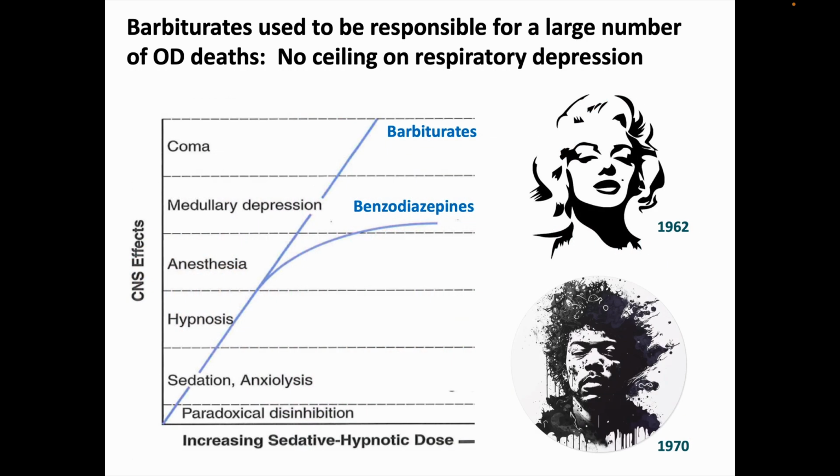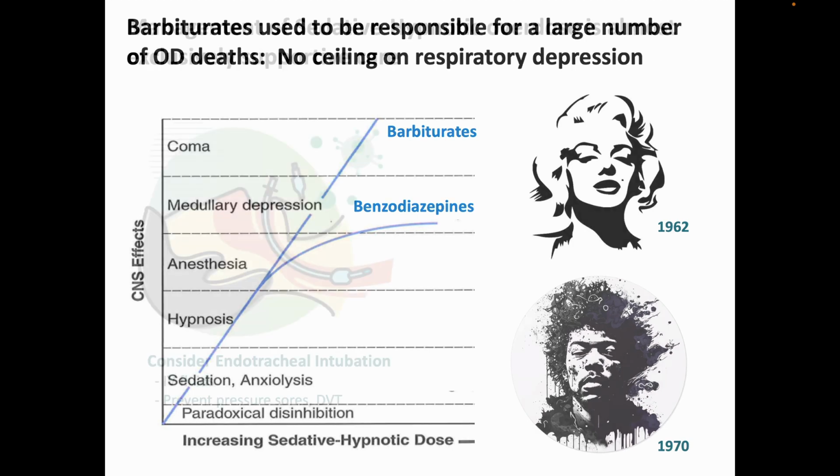A few decades ago, barbiturates used to be a lot more popular than they are today. But one of the things that made them pass from favor was that they were responsible for a large number of overdose deaths. And this is probably because they don't have a ceiling effect on respiratory depression. In the absence of ethanol or some other complicating factor, it's hard to take enough benzos to make you stop breathing. But this was a lot more common in overdose with barbs. And some notable celebrities who reportedly died from barbiturate overdose include Marilyn Monroe in 1962 and Jimi Hendrix in 1970.